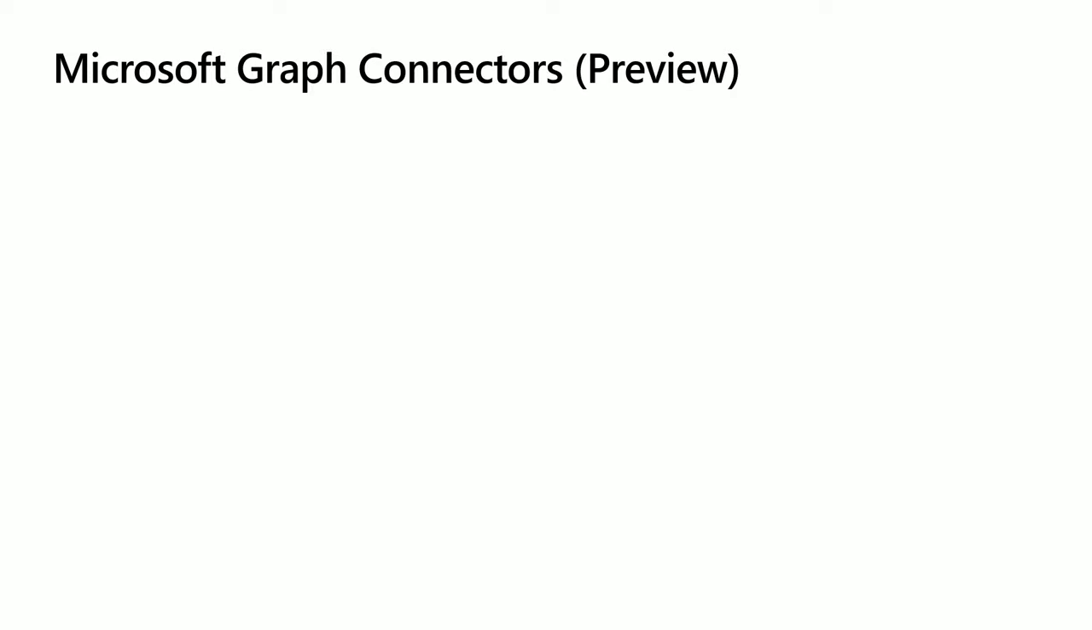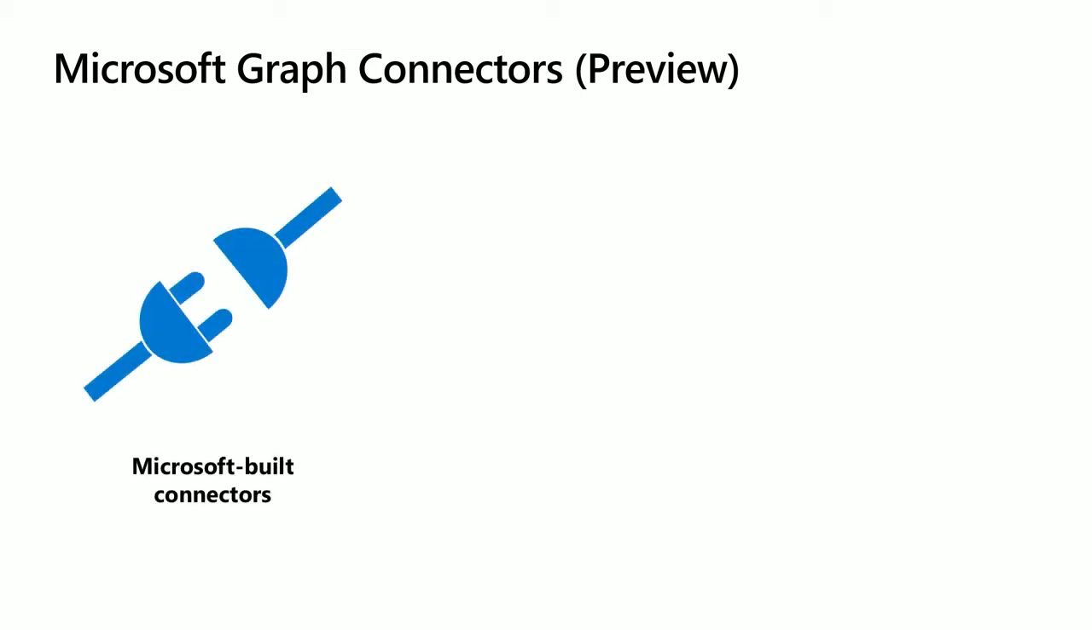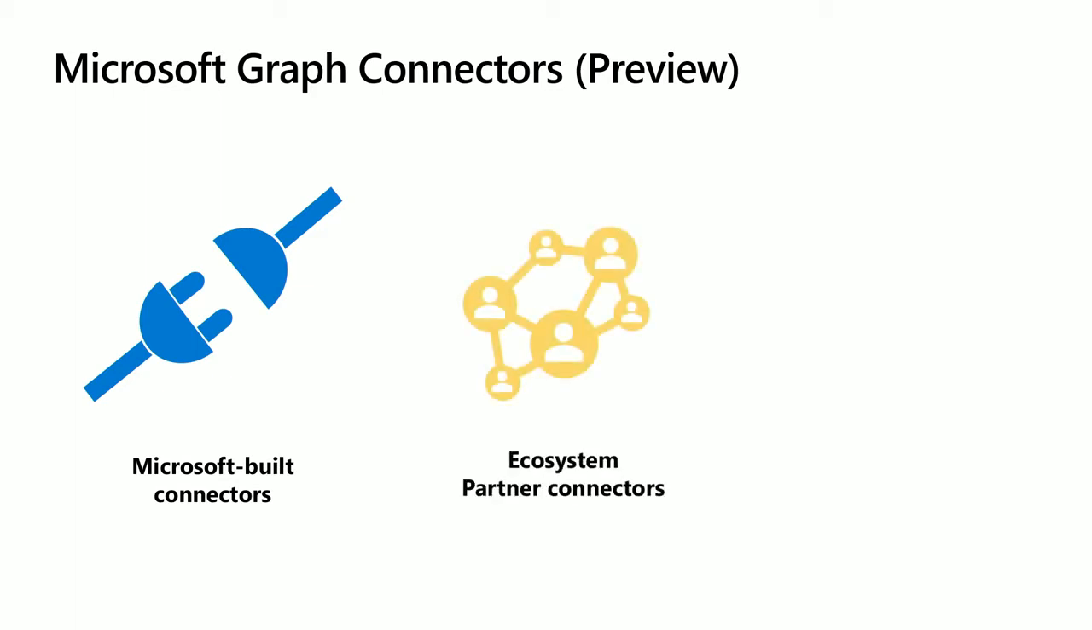So earlier this week, we announced the Microsoft Graph Connectors preview, and there are 3 components to this. First, there is a set of Microsoft-built connectors. Second, there is a set of ecosystem partner-built connectors. And then third, there is the Microsoft Graph Search API.